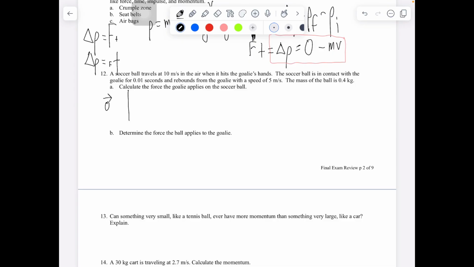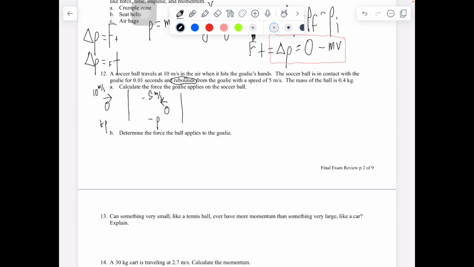And then it rebounds. This is a huge keyword in momentum. This means it's changing direction. It has gone from 10 meters per second in the positive direction to the right to now 5 meters per second in that negative direction to the left. What this means, it went from positive momentum to a negative momentum.